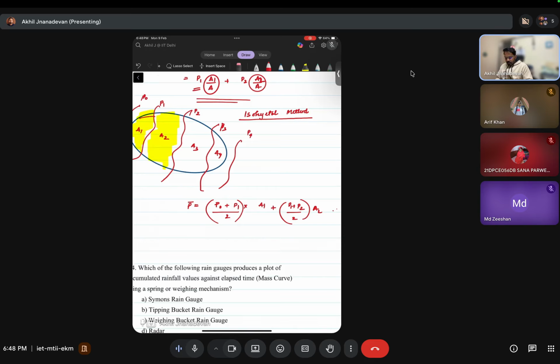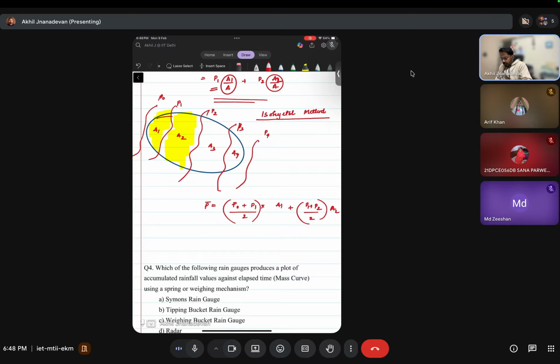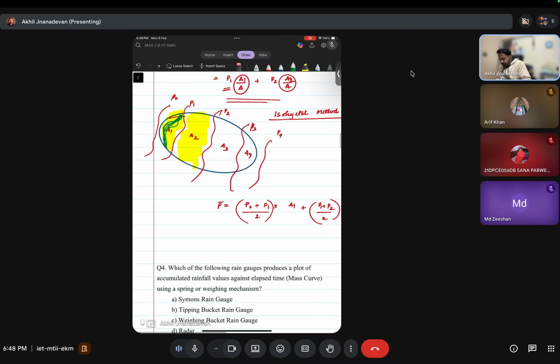So in this case, the advantage is that if there was a mountainous region in this particular location, then P naught has the effect. If the air mass is flowing from this particular direction, P naught will be the windward side, right? So that area will be receiving higher rainfall. This higher rainfall will be taken into consideration by P naught, and P1 will be in the leeward side, or in the rain shadow region.